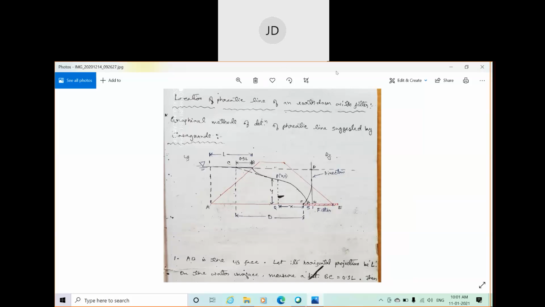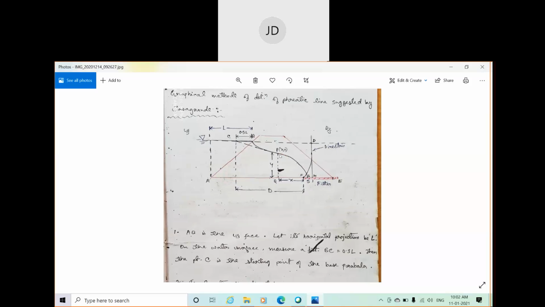I'll show you one thing. This is the shape of the parabola, isn't it? Let's continue this. Suppose this is the shape of the parabola. This is a line called the directrix. This is a focus. And this is the parabola. So what is the basic principle of a parabola? Every point on this parabola is equidistant from the focus and from the directrix. This is the basic principle of a parabola.